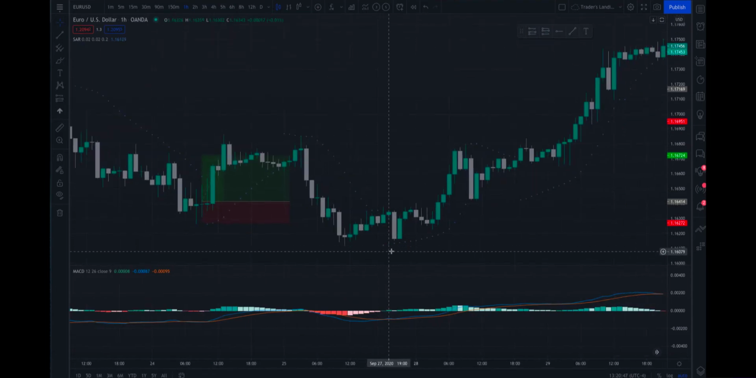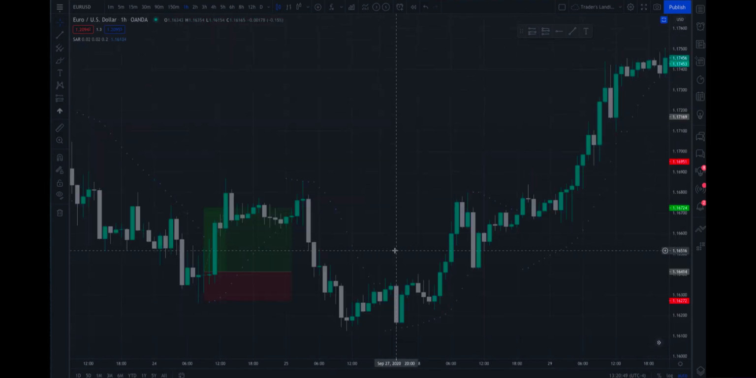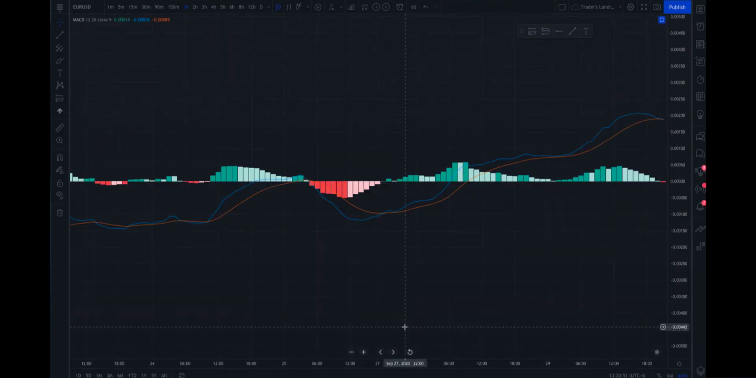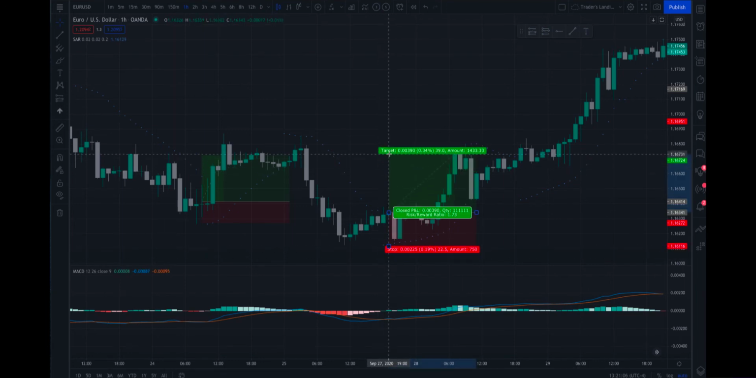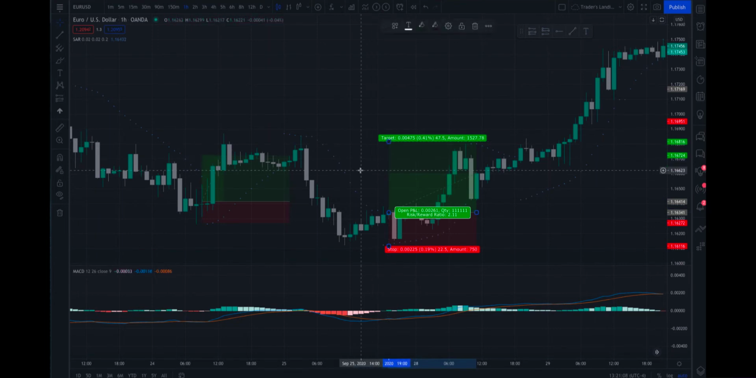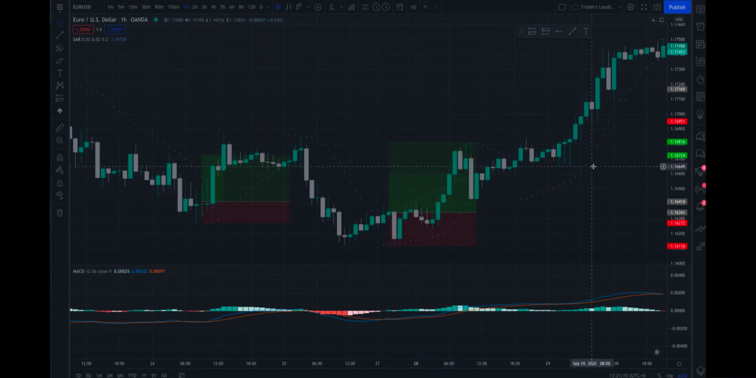And we have another entry here. The cross up with the PSAR. And target 2 to 1. Now let's get into our test.